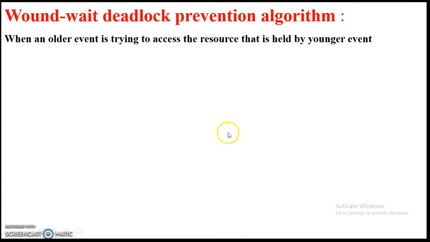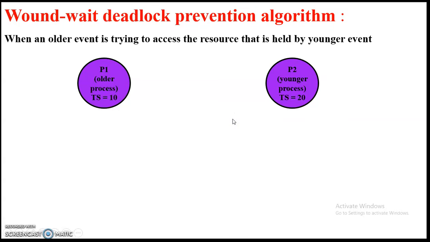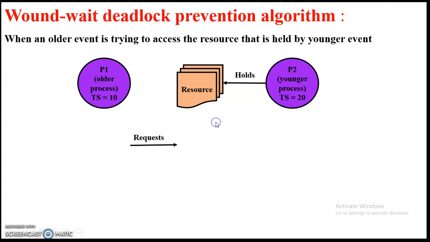The first case is when an older event is trying to access a resource that is held by a younger event. There are two processes, P1 and P2. P1 is the older process, which has a timestamp of 10, and P2 is the younger process, which has a timestamp of 20. So P1 arrived first, and then P2 arrived at timestamp 20. Now they share a resource. P2 holds this resource and P1 is requesting it.